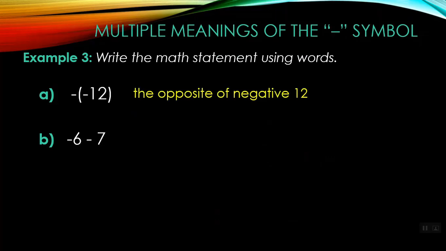Example 3b would say negative 6 minus 7. Now don't forget, if you get a little bit behind, just pause the video and finish writing before moving on to the next part and start the video up again.